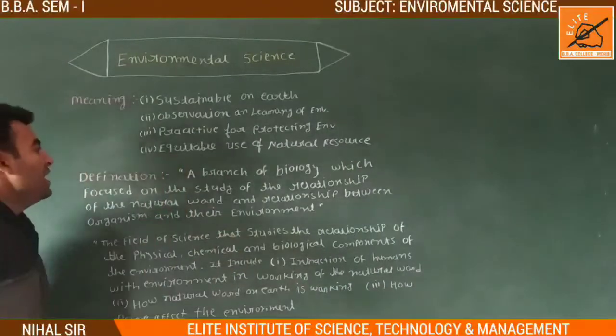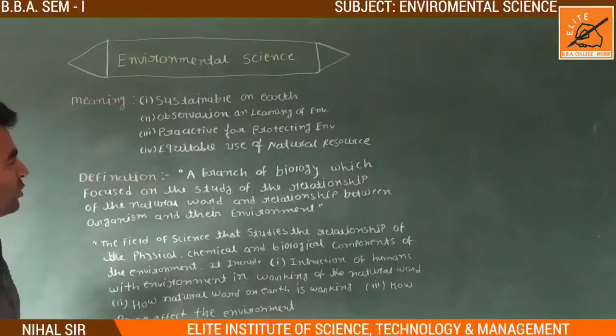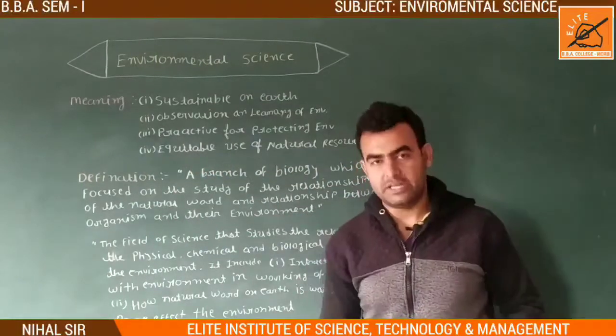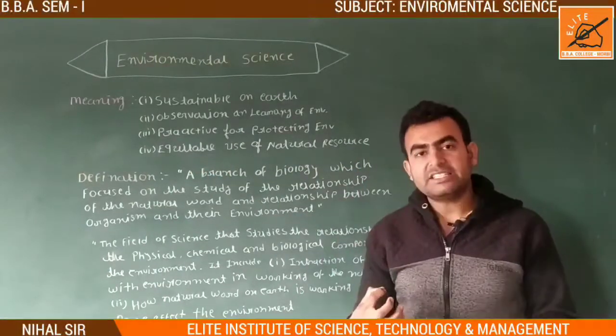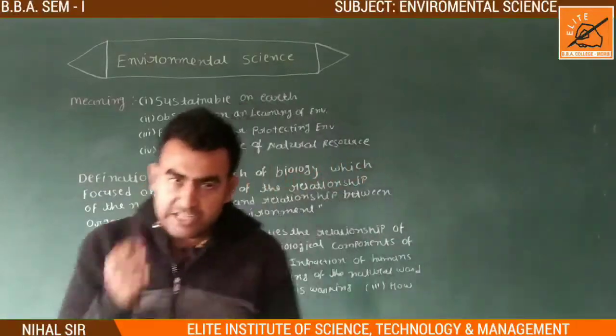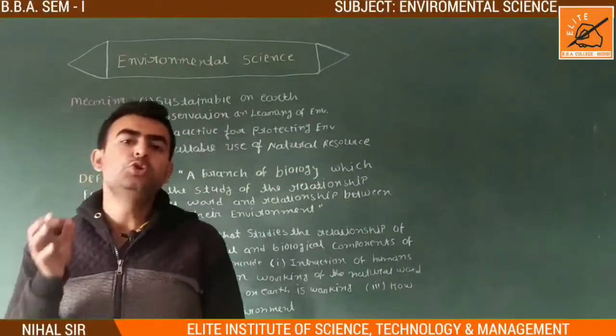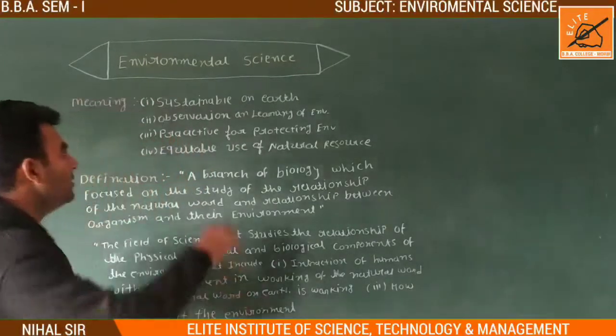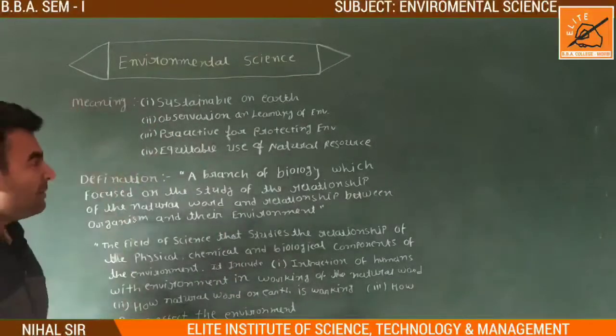Then, equitable use of natural resources. We know our natural resources are limited. So if environmental science tells us that these natural resources are limited, we should use them in a limited way. So this is the meaning and work of environmental science.